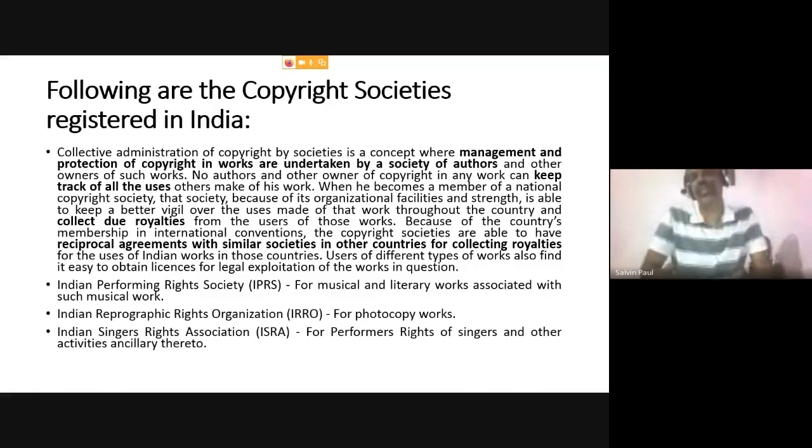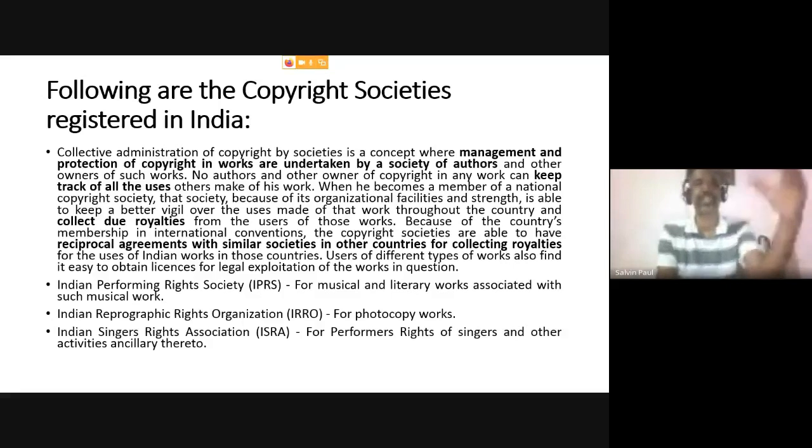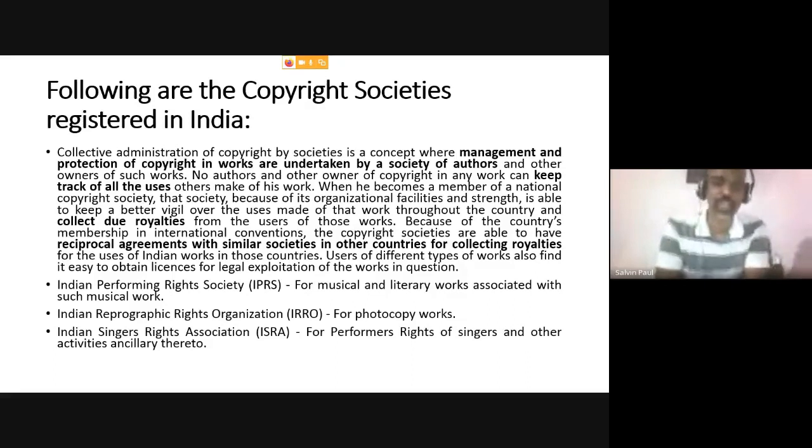Now, how is copyright operating or functioning in India? The protection and management of copyright in India happens through copyright societies registered in India. Especially, the management and protection of copyright is undertaken by a society of authors. That society is called the Indian Performing Right Society for musical and literary works. For photocopy works, it is called the Indian Reprographic Rights Organization. For performance rights of singers and other artists, it is called the Indian Singers Rights Association.